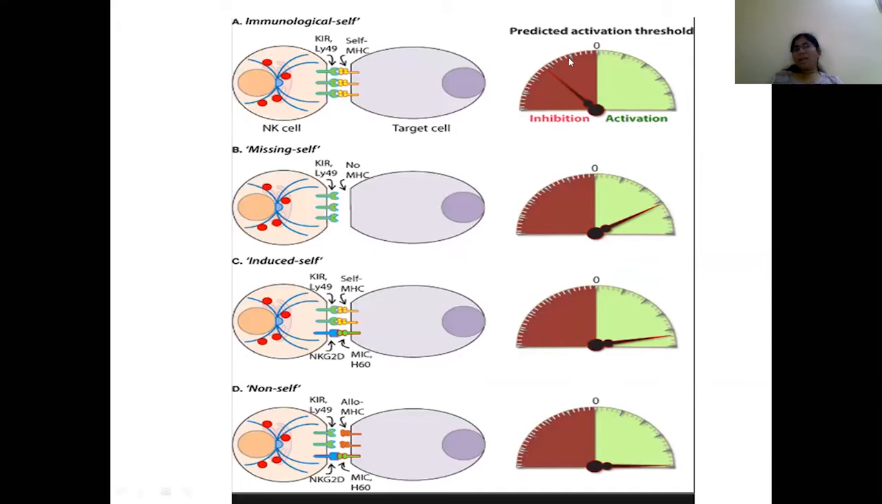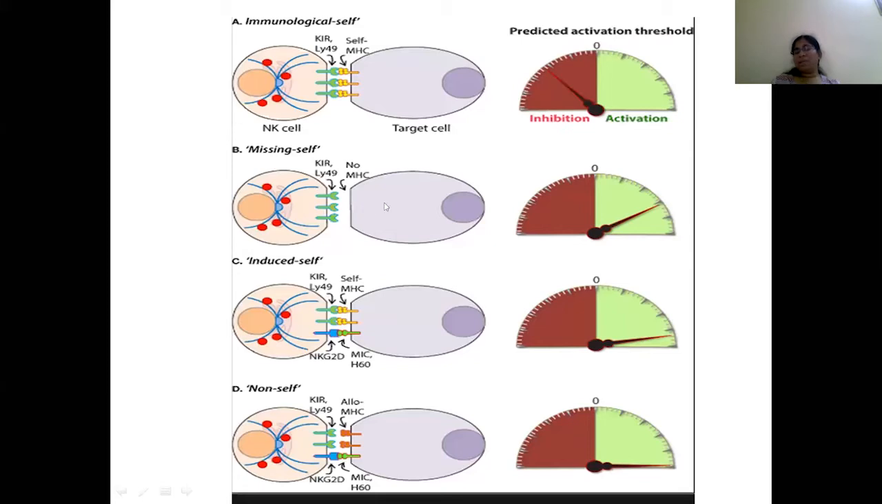Now, as we had seen in T cells, here NK cell also, whether it gets inhibited or activated, basically depends on the type of antigen which it ligates to. So if the NK cell receptor ligates to any antigen which is presented by self-MHC, then what happens? The inhibitory receptors are activated and you have inhibition of NK cell killing.